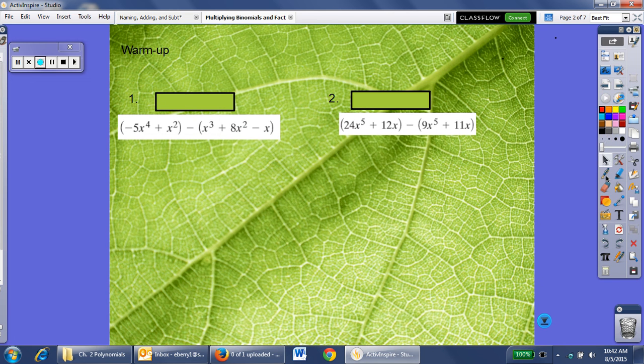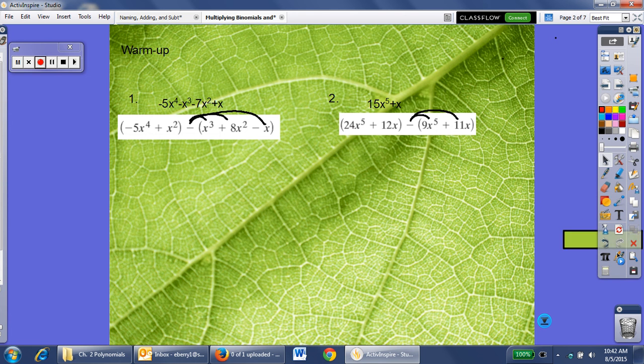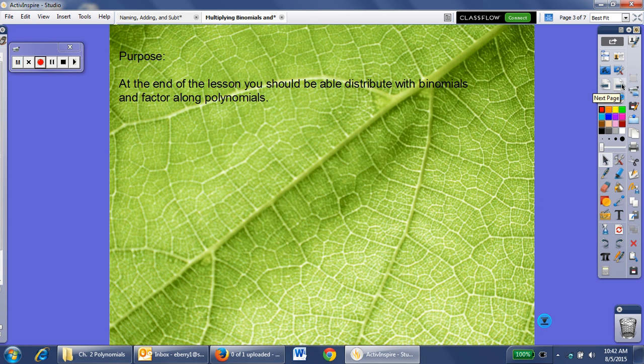Okay, now that you're done, your first step should have been to distribute this negative sign to everything inside on both of these problems, and then combine like terms. Go ahead and look at the final answers here and check your work. At the end of this lesson, you should be able to distribute with binomials and factor polynomials.